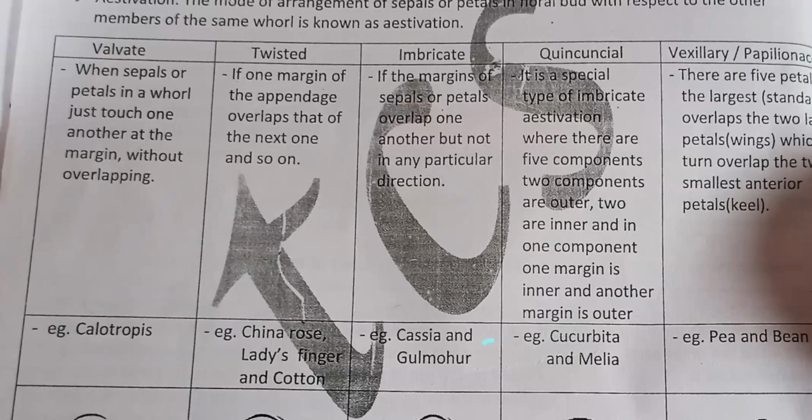One more time. Valvate: Calotropis. Twisted: China rose, lady's finger, and cotton. Then imbricate: Cassia, Gulmohar. Quincuncial: Cucurbita and Melia. Vexillary, or the other name of that estivation, papilionaceous, because it looks like a butterfly, with the petals arranged like this. Examples are pea and bean. Tell me, is the estivation topic clear? Have you all understood this?